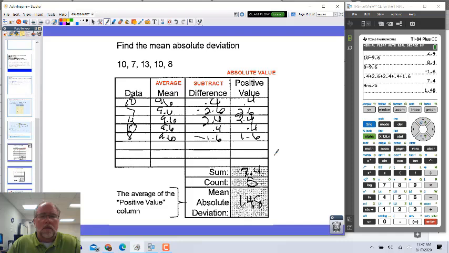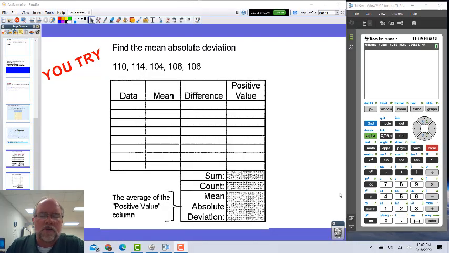So, 3 steps. Find the mean of your data set. Then find the difference between your data point and your mean. Take the positive version of that number, add those up, and divide that by how many numbers you have, and that is your mean absolute deviation. Let's try one more of these, and then you'll be ready for your assignment.